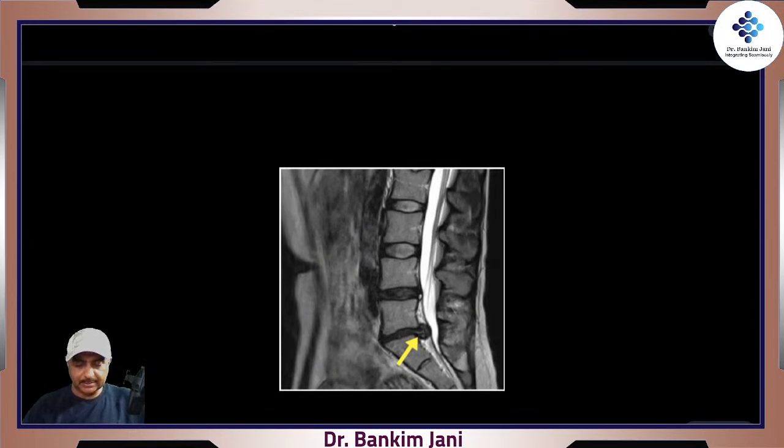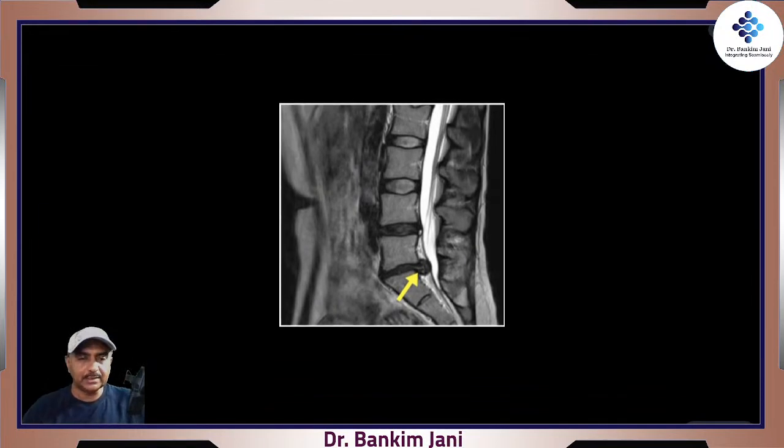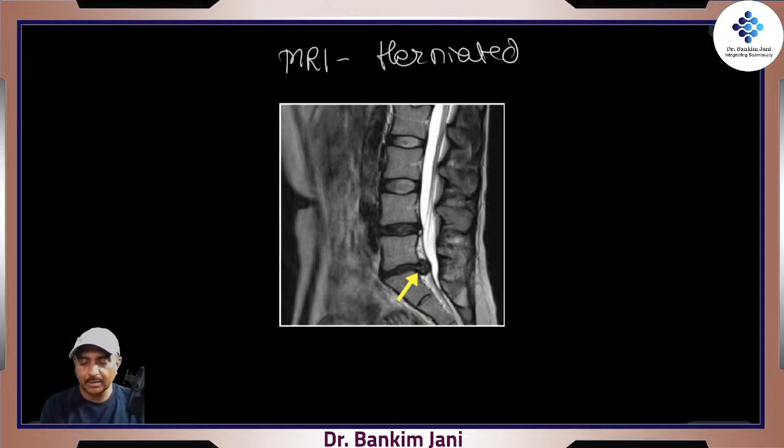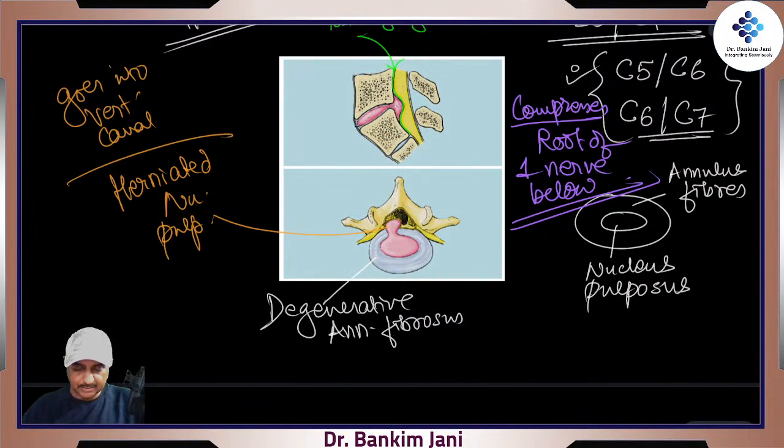See this one. This is the MRI. How nicely you can really see the things, right? So this is the MRI of a herniated intervertebral disc, right? Which is the pink color substance? The pink color substance is nucleus pulposus, right? This one is nucleus pulposus. Okay? And it is the nucleus pulposus which herniates and leads to compression.